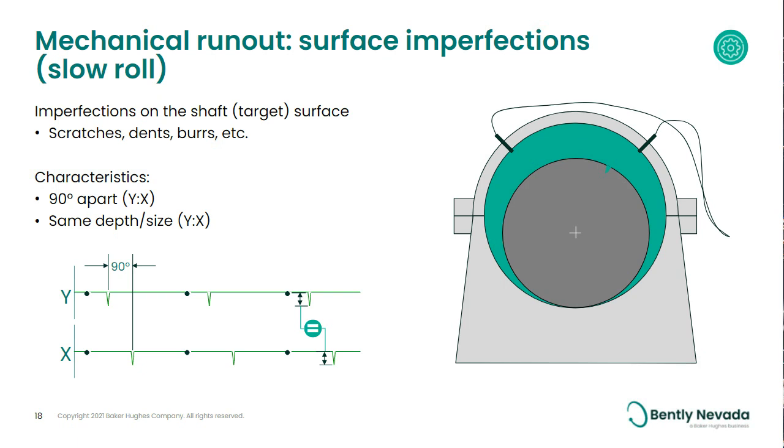Some of the characteristics of this that you'll notice, if you're comparing X and Y probes, is that you'll see that same size scratch, typically roughly the same depth, but they'll be 90 degrees apart from each other. If the shaft is going clockwise, first the Y probe will see the scratch, and then the X probe will see the scratch. So this is showing that they'll be 90 degrees apart.